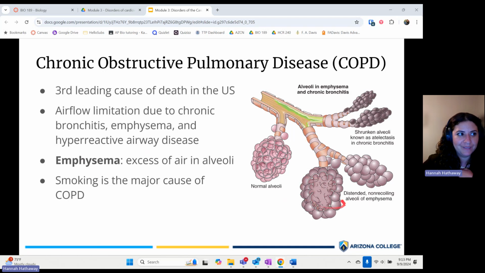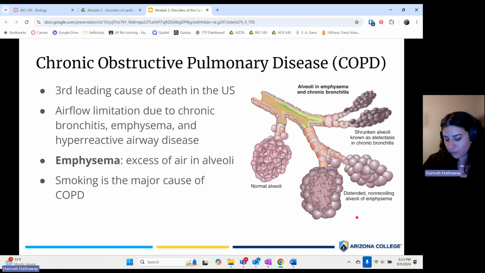They're kind of tough. And then the other type is due to chronic bronchitis, so chronic inflammation and swelling here is also going to cause issues. The major risk factor for COPD is smoking.